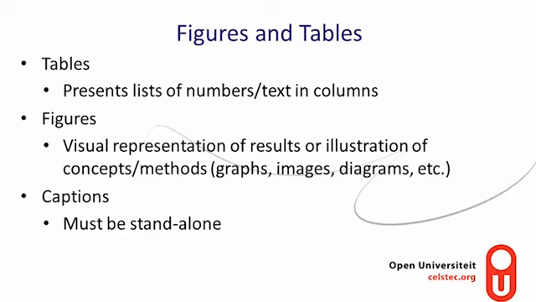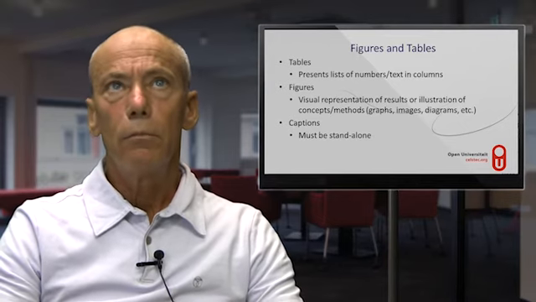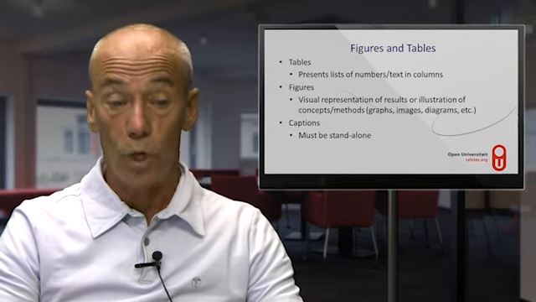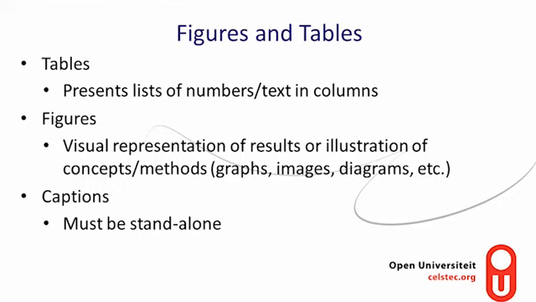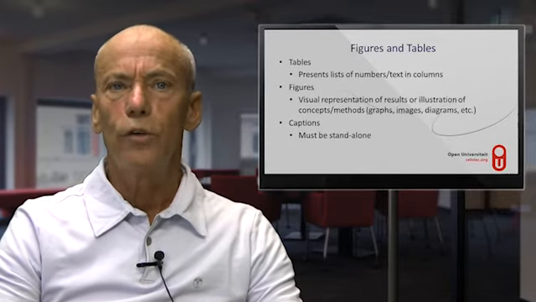Figures and tables. Remember, tables are lists of numbers or text in columns. They're made to make things clear so that people can compare and contrast different aspects of what you've done and what you've found. Figures, on the other hand, are visual representations of the results, or an illustration of a concept or a method, flowcharts, things like that. Having said that, you have different types. You have graphs, you have images, you have diagrams. They're all used for different things.